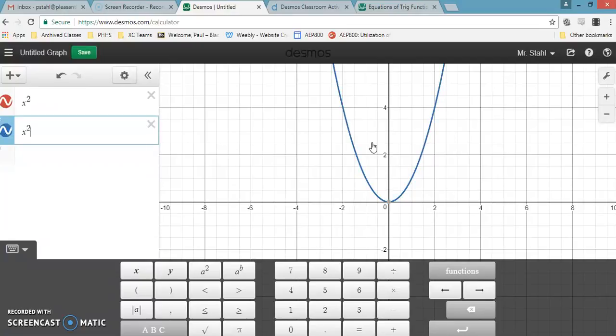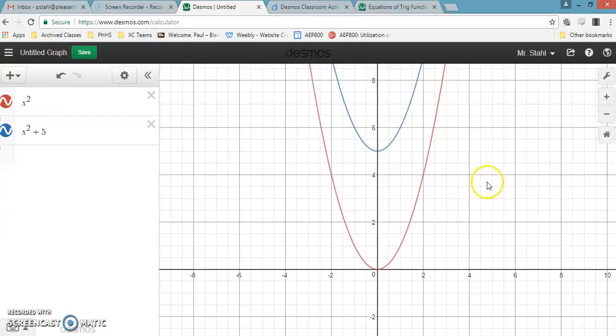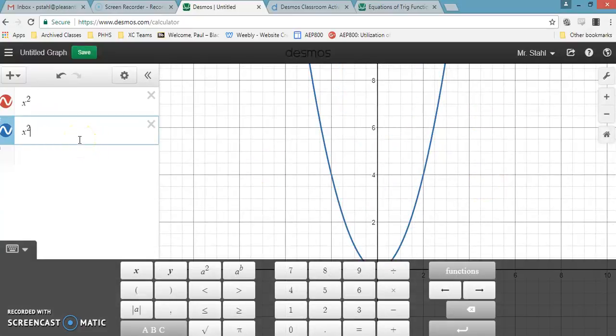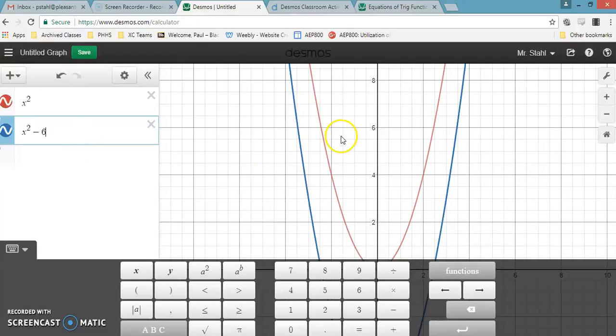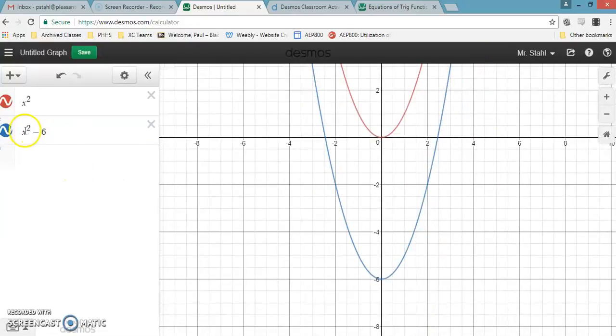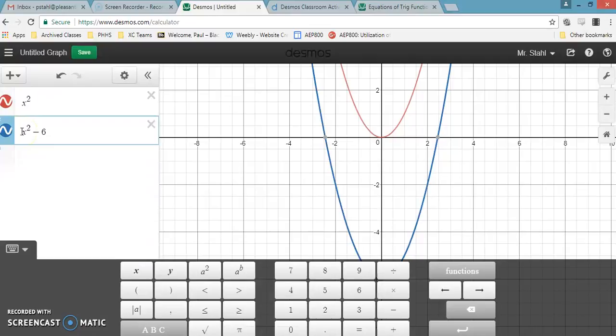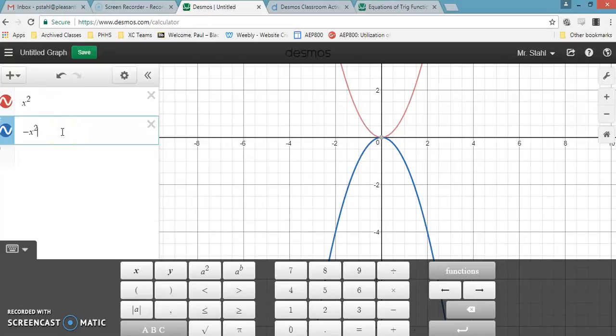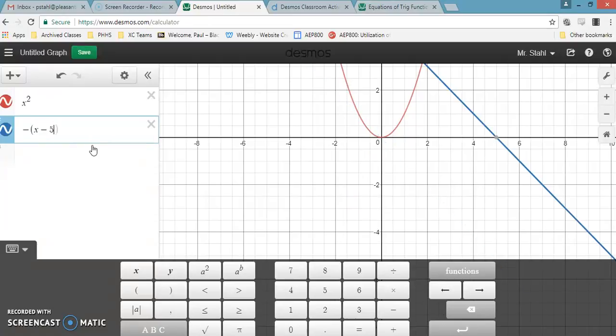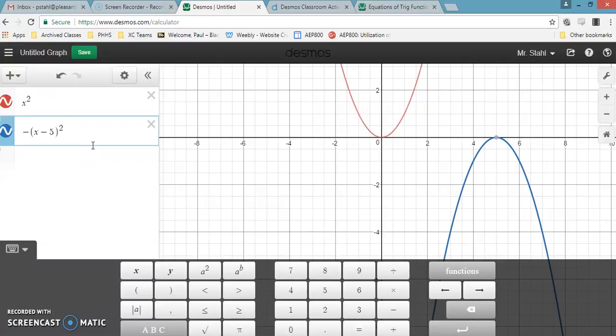So for example, by adding a number to the outside, students can quickly see that the graph will shift up. And by subtracting a number on the outside, the graph will shift down. Other characteristics like adding a negative in front, students have the opportunity to visually see that the negative sign flips it, or that if you subtract inside the parentheses, that'll do the opposite of what you might expect. So this -5 inside the equation shifts the graph to the right.